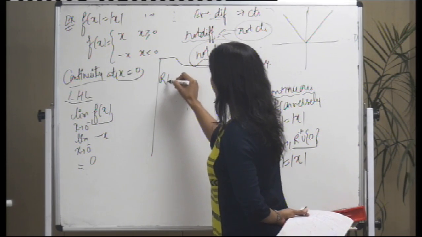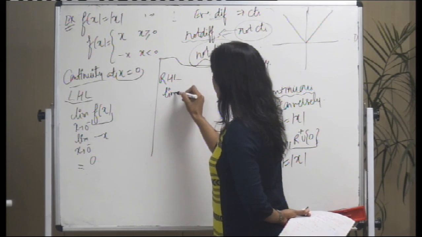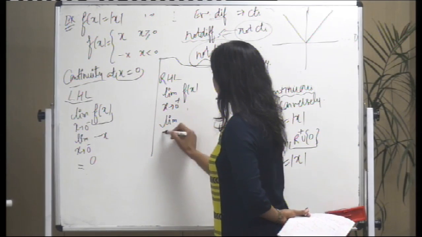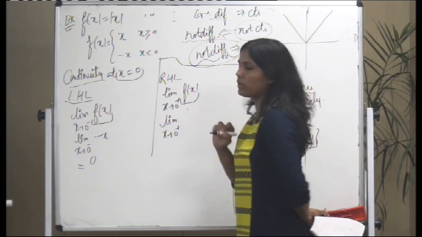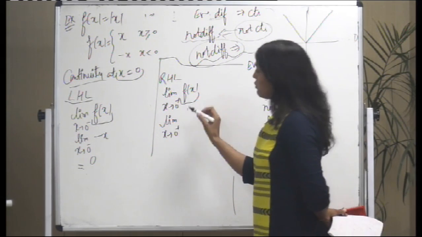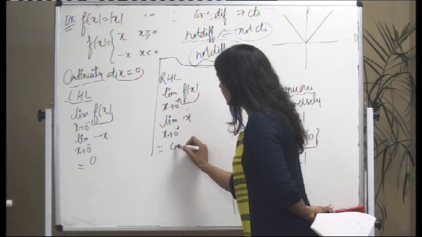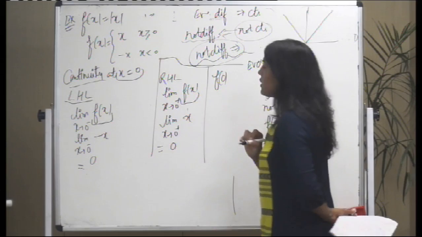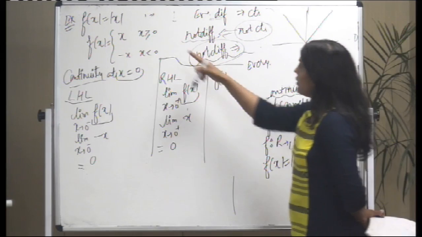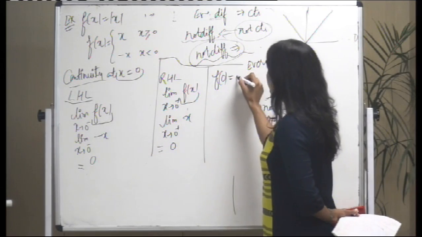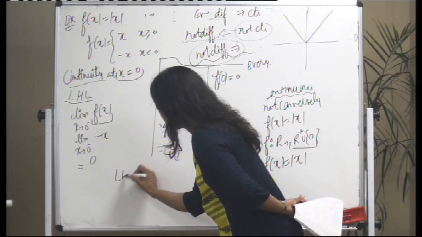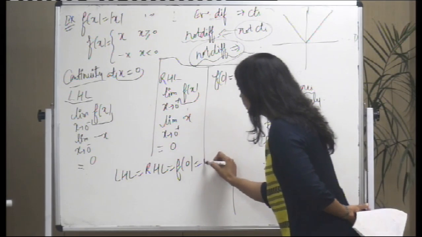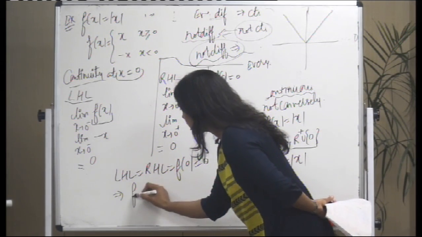Now the right hand limit we will check. So the right hand limit will be x tending to 0 plus of f(x). The function value for these points is x, so this will be 0 only. Now the last thing, the value of the function at 0. This will be 0. So by seeing all these, LHL equal to RHL equal to f(0) equal to 0, this implies the function is continuous.